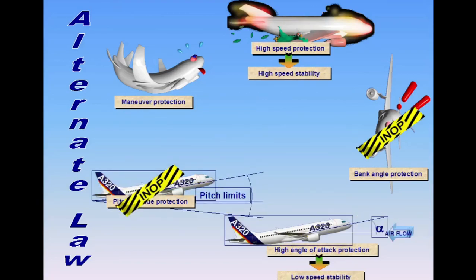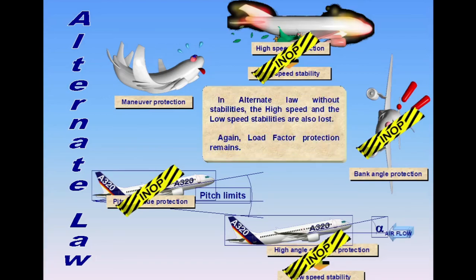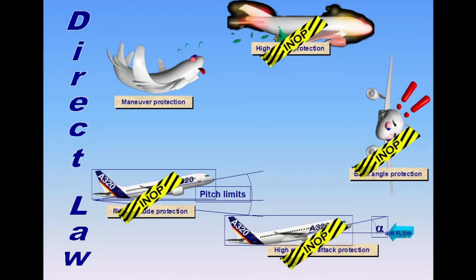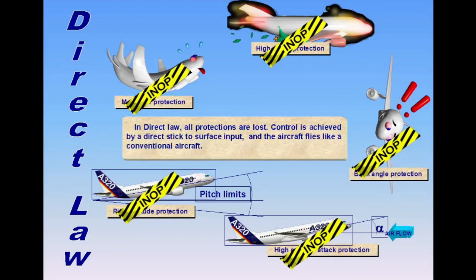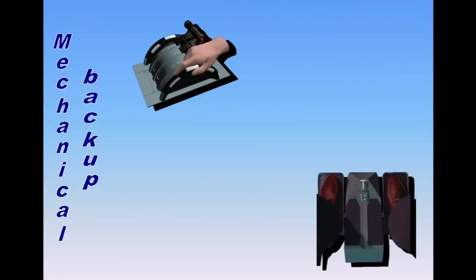In alternate law, without stabilities, the high speed and the low speed stabilities are also lost. Again, load factor protection remains. In direct law, all protections are lost. Control is achieved by a direct stick-to-surface input, and the aircraft flies like a conventional aircraft. In mechanical backup, no protection exists. The pitch control is performed via the pitch trim wheel and the lateral control through the rudder pedals. Thrust may be used as desired.